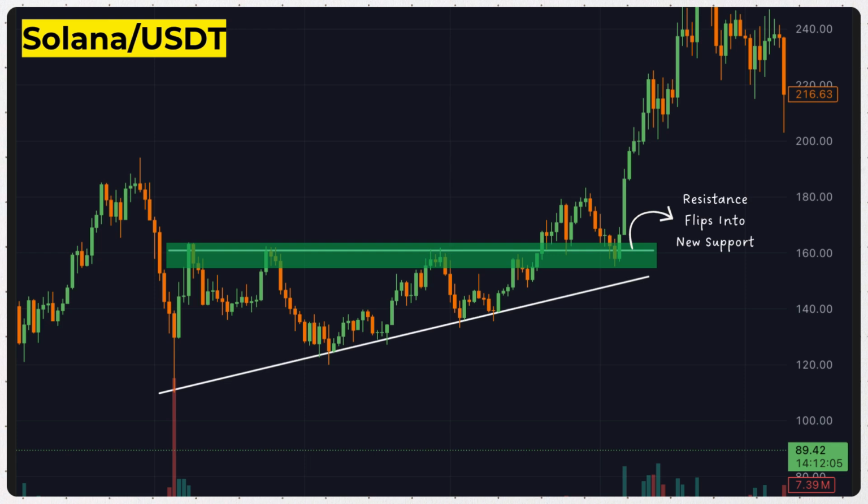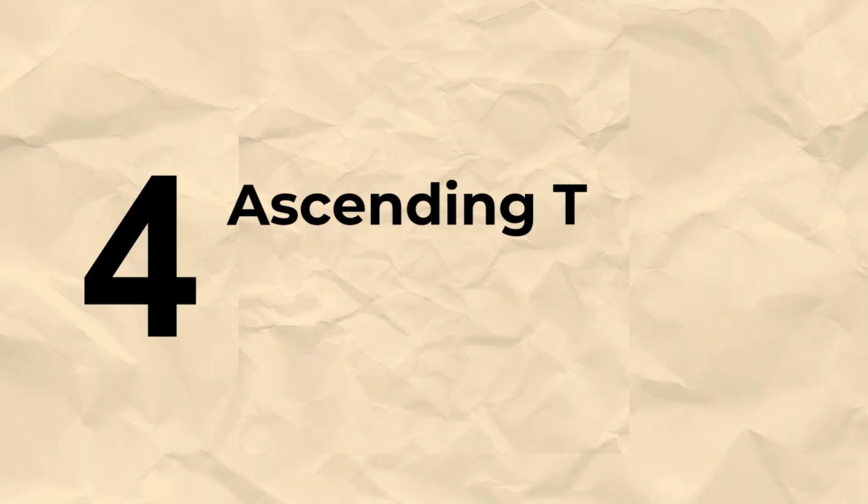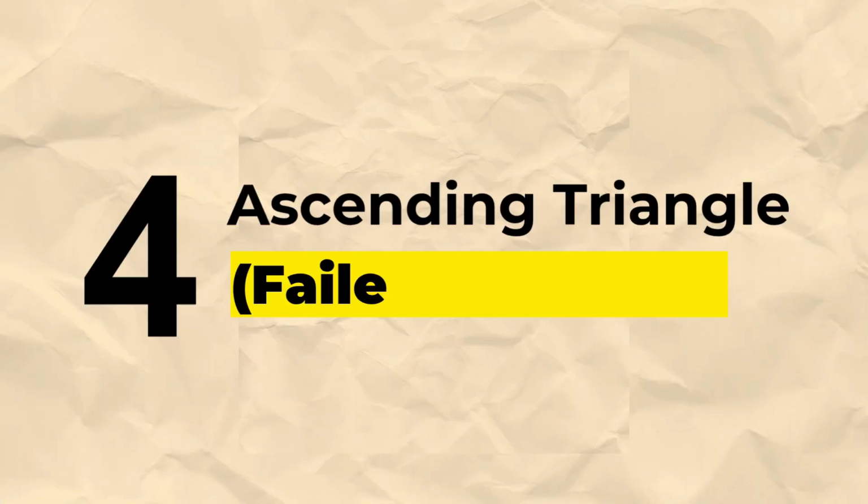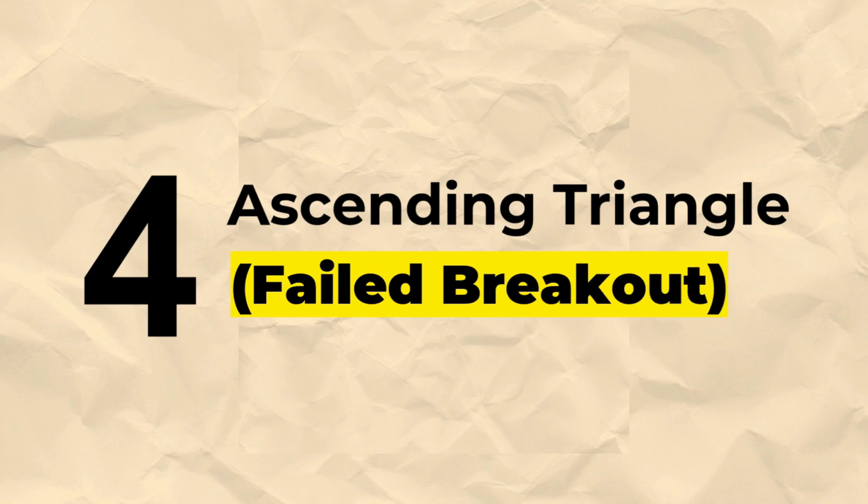With that being said, it's important to remember that no chart pattern works 100% of the time. What I'm about to show you next is an example of an ascending triangle that ultimately failed, and more importantly, how we can avoid putting ourselves in this situation.